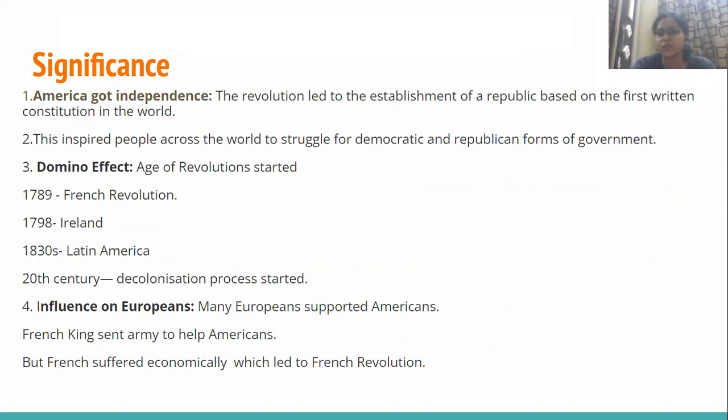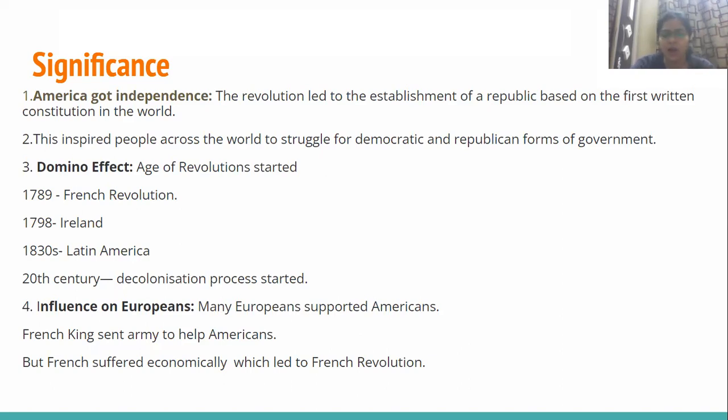Okay, so this revolution led to the establishment of a republic based on the first written constitution in the world. If you compare, Britain was a constitutional monarchy, correct? Britain had a parliament, but the head of the country was a monarch. The head of the country was not elected. But in America, the head of the country became elected. That is, a president was appointed who was elected. So this revolution led to the establishment of a republic, and America's constitution is the first written constitution of the world. Okay, so that is the first thing.